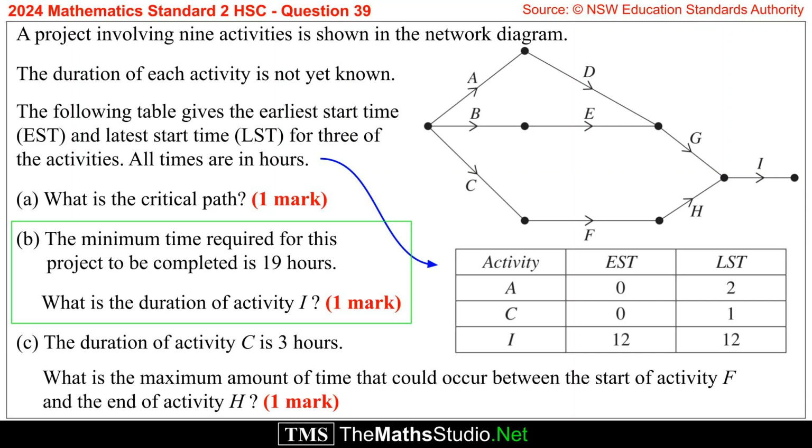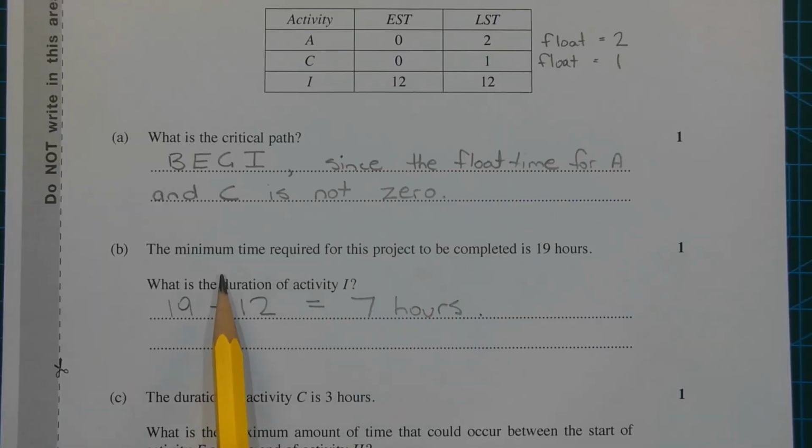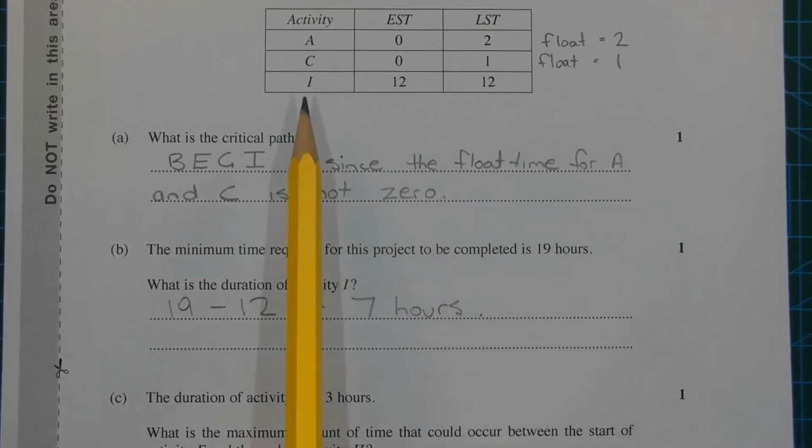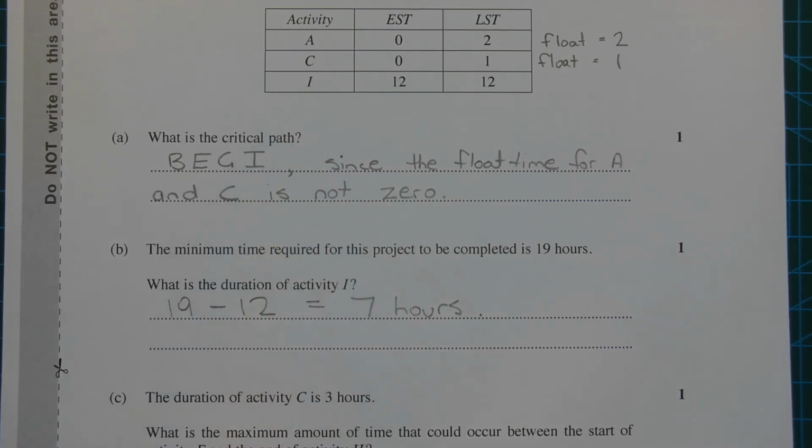Part B. The minimum time required for this project to be completed is 19 hours. What is the duration of activity I? It's given that the minimum time required for this project is 19 hours. Now, activity I is on the critical path and must start at the 12th hour. So 19 minus 12 is equal to 7 hours, and that is the duration of activity I.